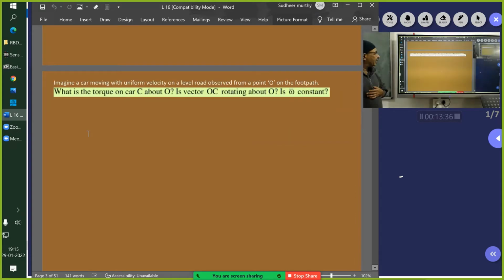So let's break the monotony with this. Imagine a car moving with uniform velocity on a level road, observed from a point O on the footpath. I hope all of you can imagine this. What is the torque on the car C about O? Is the vector OC rotating about O? Is omega bar constant? Please write the answer in your notebook.